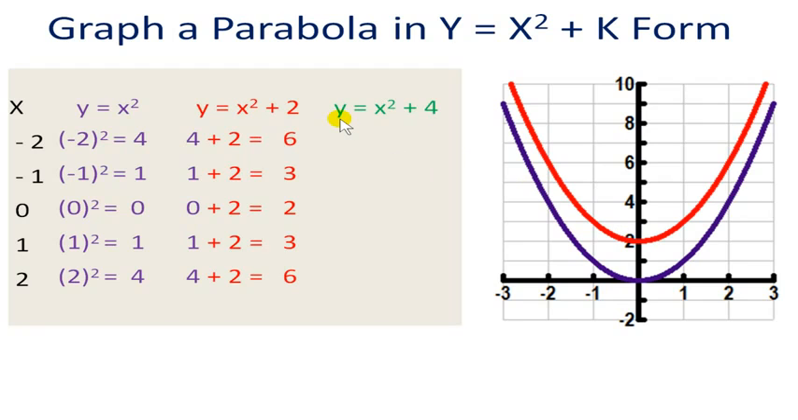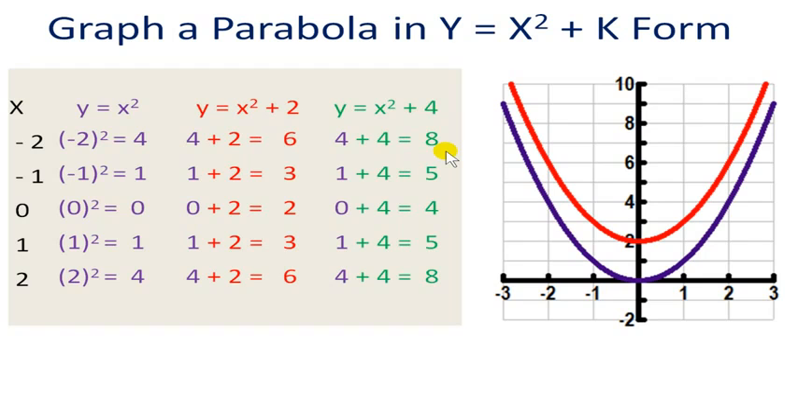Now for the third and final graph, we have y equals x squared plus 4. And again, what should you do? Just take this table column, like so, and transcribe it here. And then what you're going to do is add 4 to each of these values. So 4 plus 4 becomes 8. 1 plus 4 becomes 5. 0 plus 4 becomes 4. 1 plus 4 becomes 5. 4 plus 4 becomes 8. And so now you have the xy coordinates for y equals x squared plus 4.